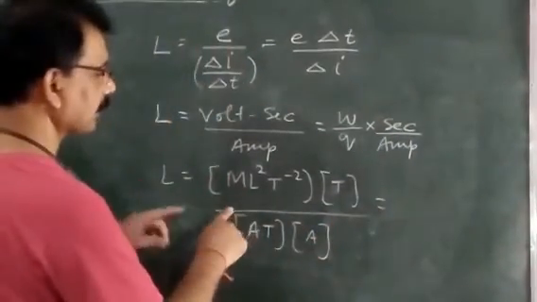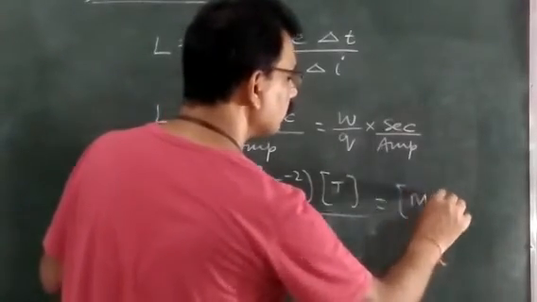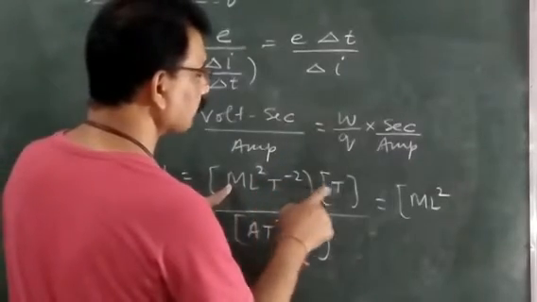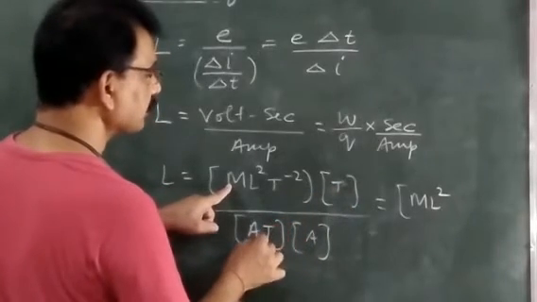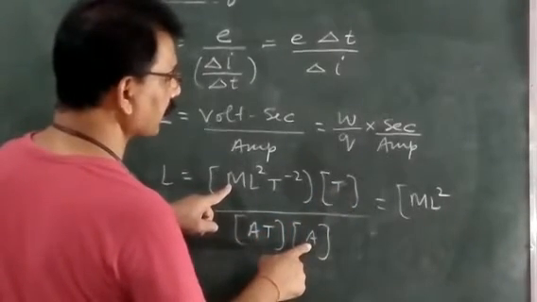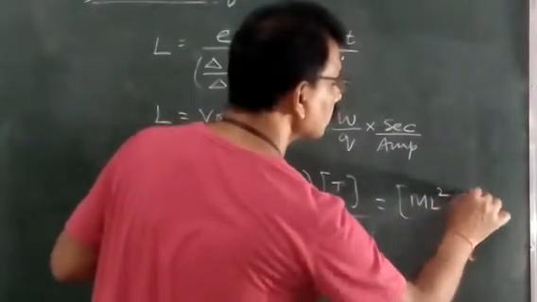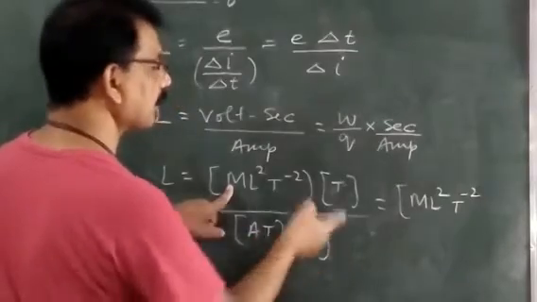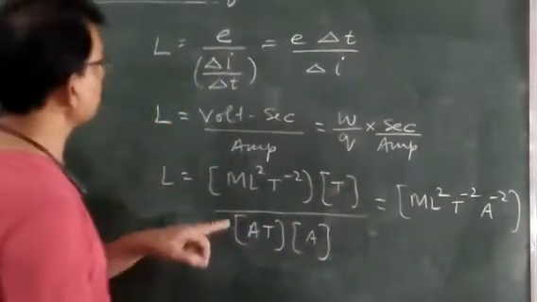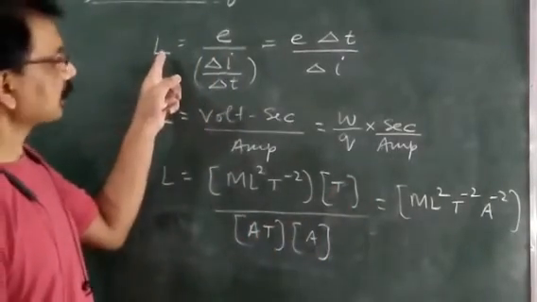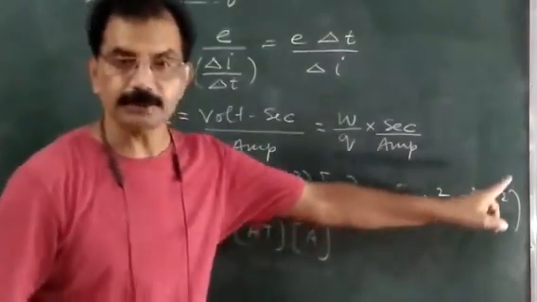And this you can write here as M L square T to the power minus 1. This T is cancelled by this T, and here A into A is A square. So you can say M L square T minus 2, and when you take A square into the numerator, you write A to the power minus 2, and this T is cancelled by T. So in this way, the dimension of the coefficient of self-inductance is given by M L square T minus 2 A minus 2.